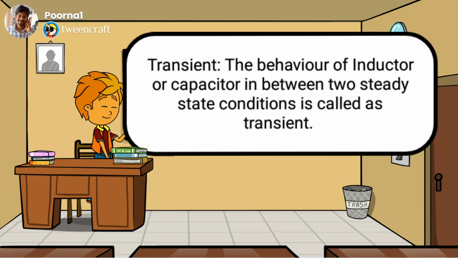Transient. The behavior of an inductor or capacitor in between two steady state conditions is called transient. Capacitor does not allow sudden changes in voltage. Inductor does not allow sudden changes in current. So, as time elapses, the inductor and capacitor change their properties.